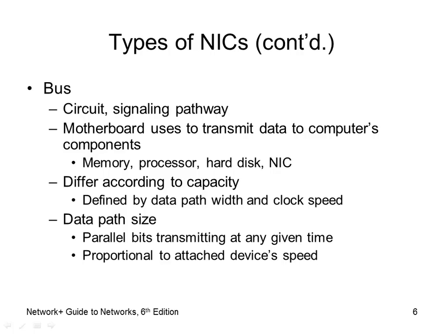So you've also got to know the bus, and that's the circuit signaling pathway. That's what I'm talking about when I say PCI or PCI Express or USB even as a type of bus. They differ according to capacity, and the data path size is the number of bits that can be transferred at any single time. You won't really need to know this so much for Network+, but the fastest right now is the PCI Express slot. And then PCI probably is right behind that, and then USB behind that.